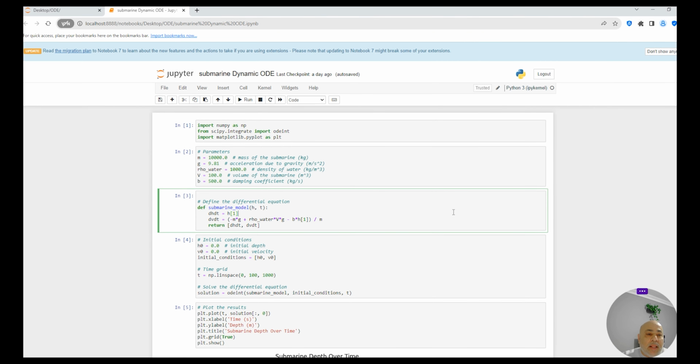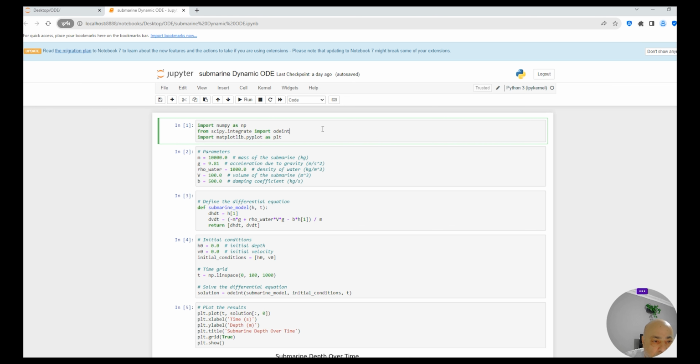Okay, so as you can see, the first cell in my Jupyter notebook contains the libraries that I will need to solve this differential equation. I started by importing NumPy and Matplotlib, but if I'm going to use scipy.integrate and the function odeint, then I need to bring that into my Jupyter notebook as well. So I will run this cell.